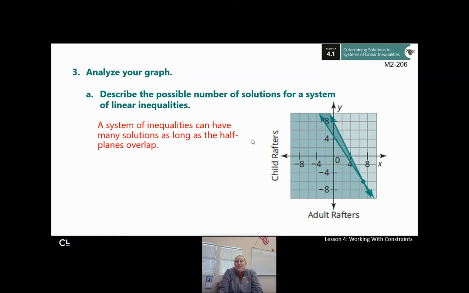The system of inequalities can have many solutions as long as those half planes overlap. As long as those half planes overlap, we can have a heck of a lot of solutions, just so long as they overlap.